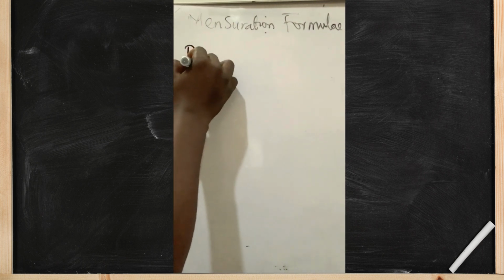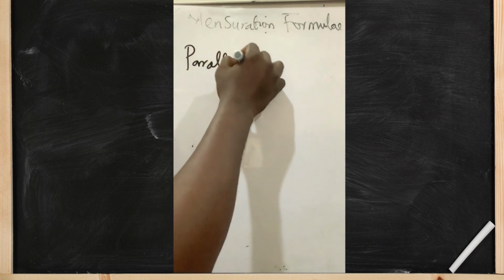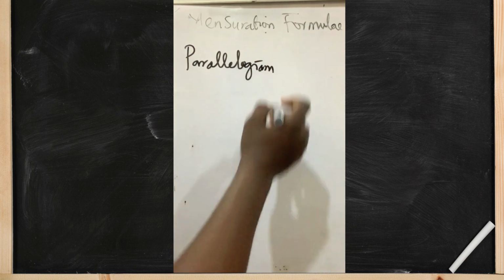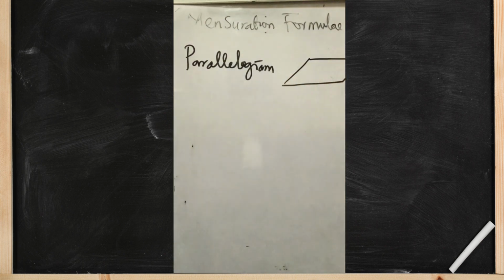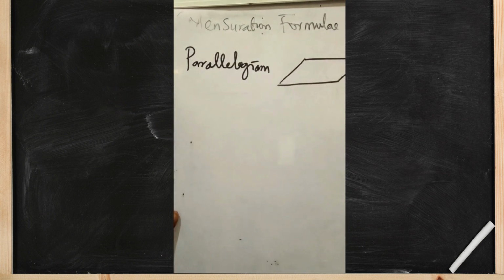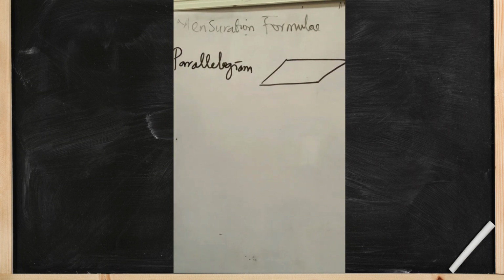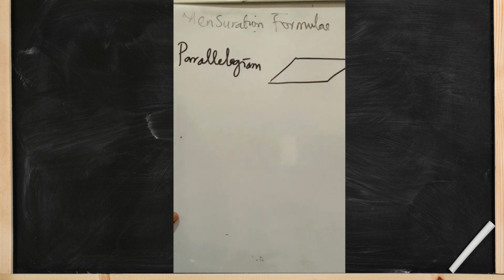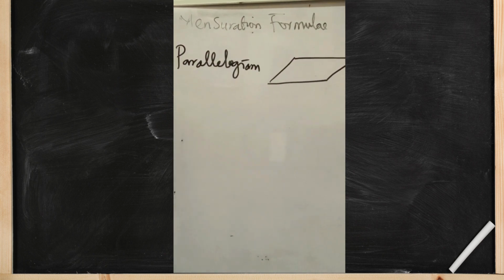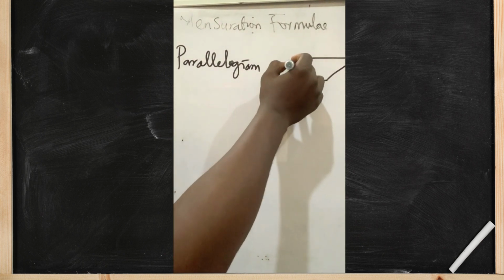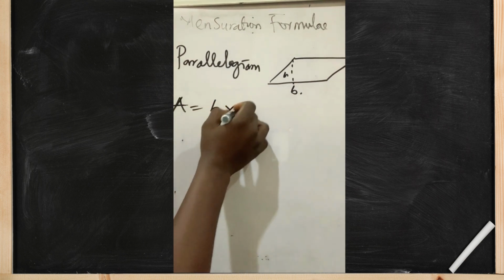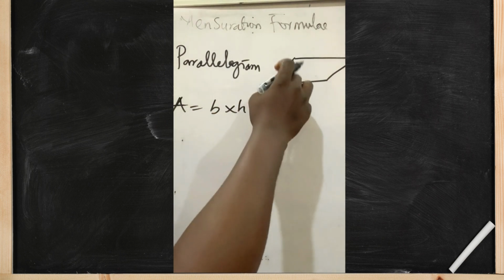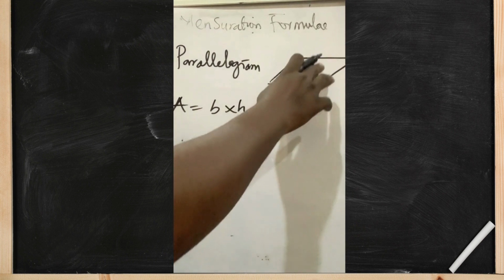So moving forward, the next thing is a parallelogram. Now, a parallelogram is very similar to a rectangle, just that it's slanted, unlike a rectangle that is just straightforward. So if I shift the board a little bit like this, you're going to see clearly what has been drawn. So that's what a parallelogram looks like. Now, the area of the parallelogram is base times height.